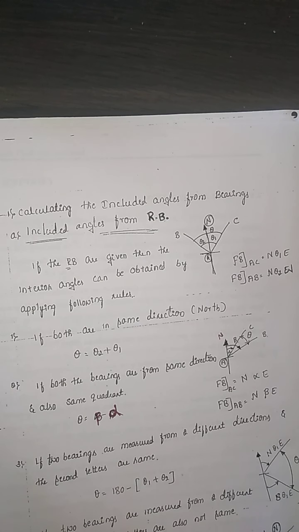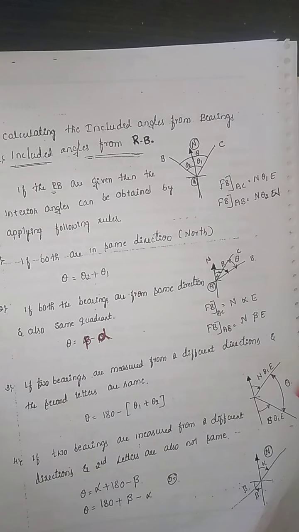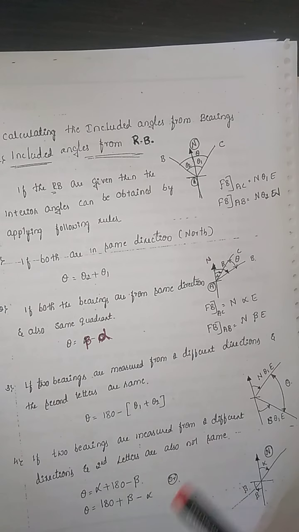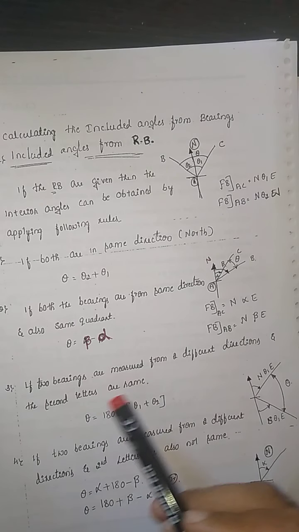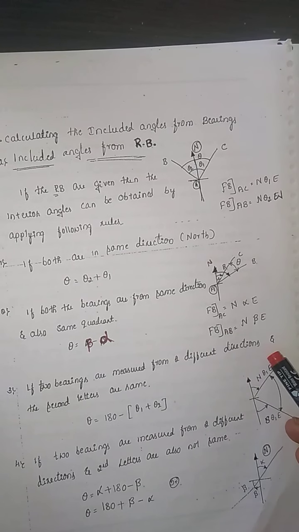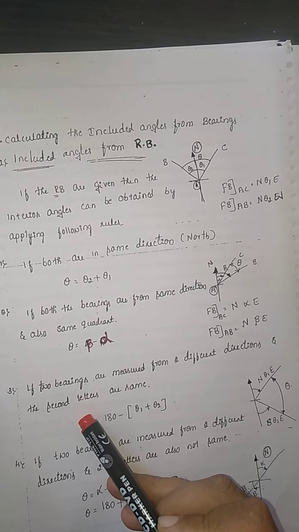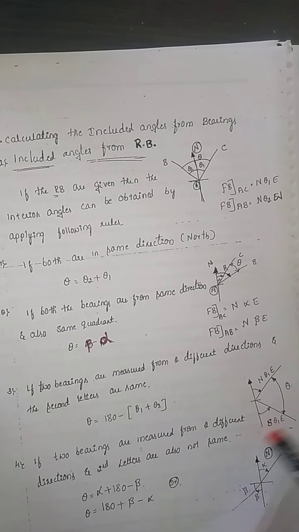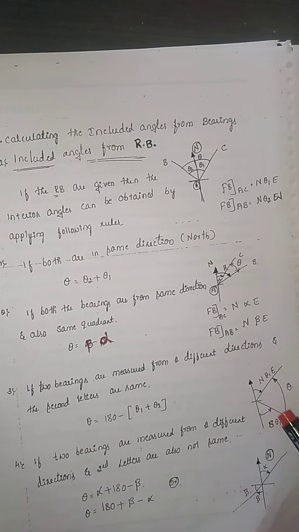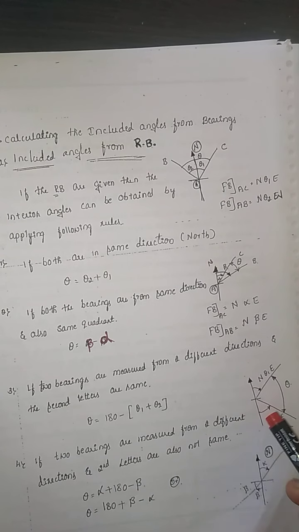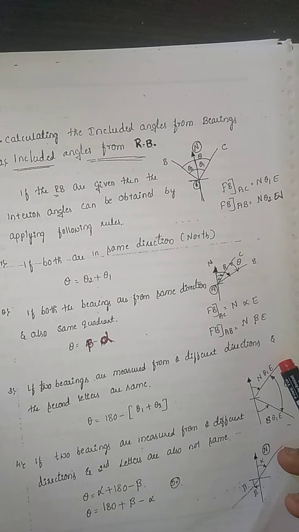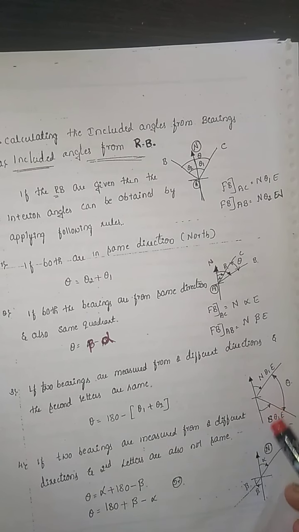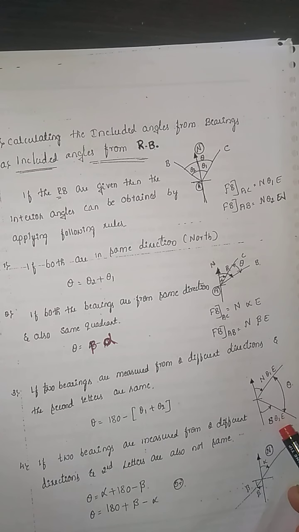So you are going to get the angle in between. Now, if the two bearings are measured from different directions, it is going to be like this. Now, the two angles are in different quadrants. It is going to make an angle theta 1 with north-east. Here it is going to have an angle theta 1, and here it is going to have an angle theta 2.